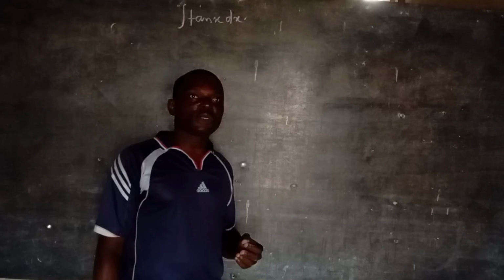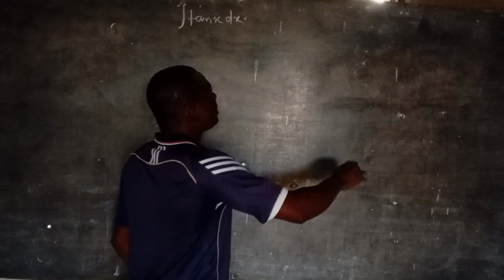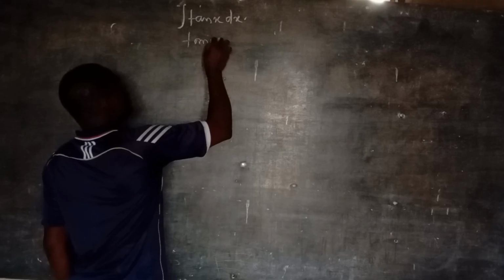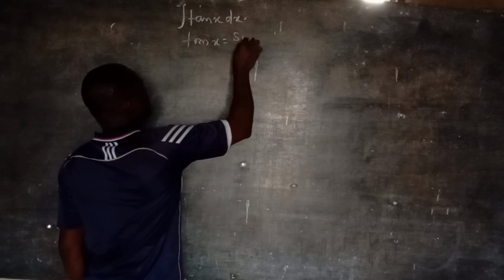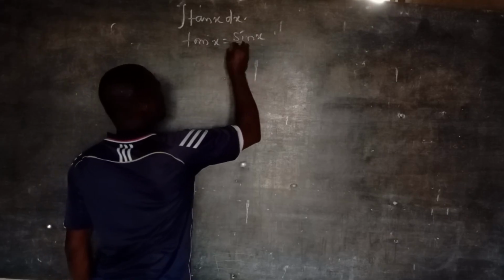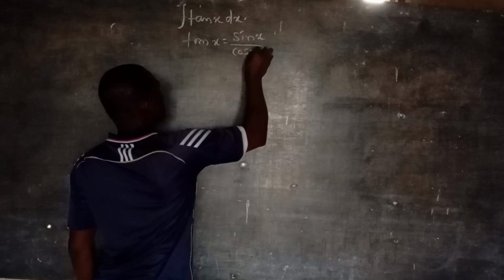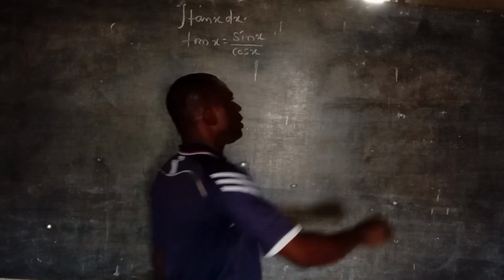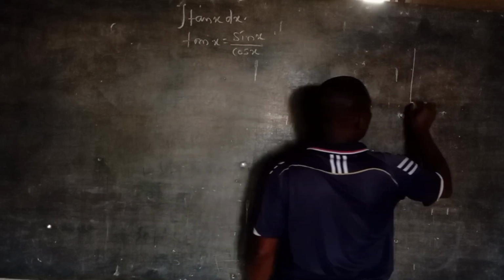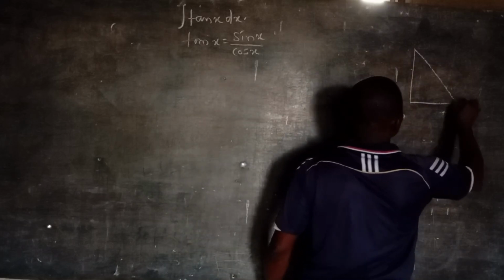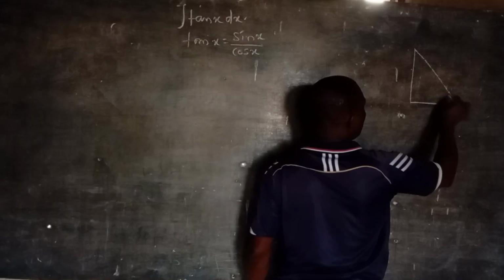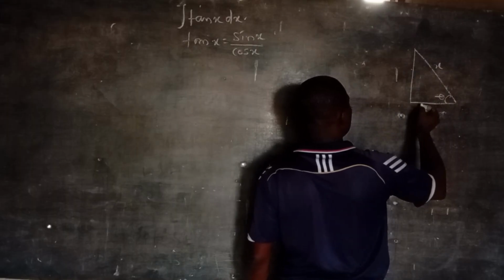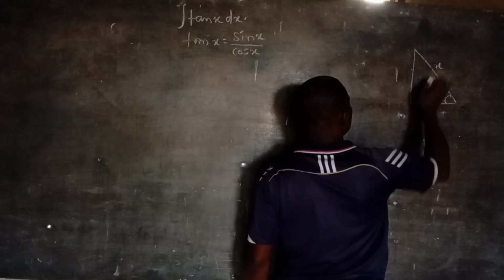First of all, we must know clearly that tan x is the same thing as sine x over cos x. Now, if you want to find out, let us go back to our simple trigonometric ratio. Let's assume we have this angle here, x, and here is y.